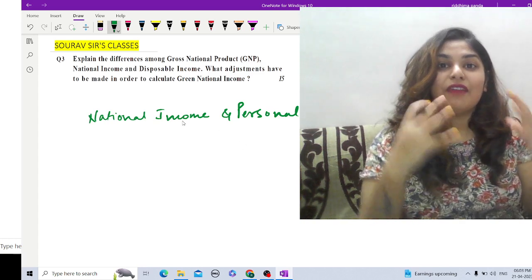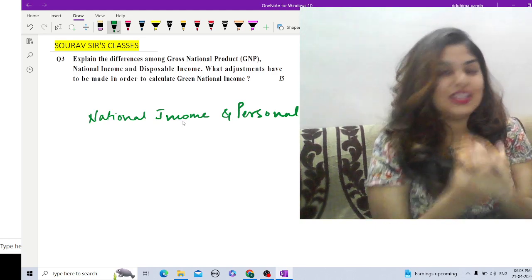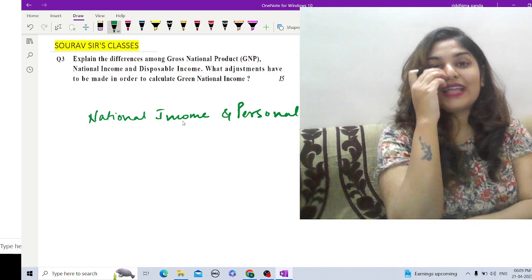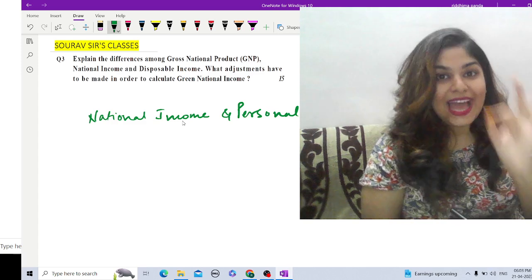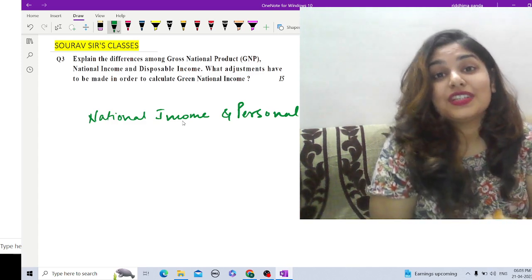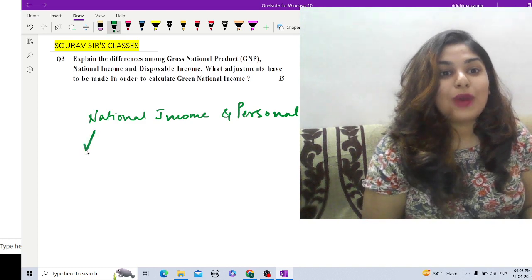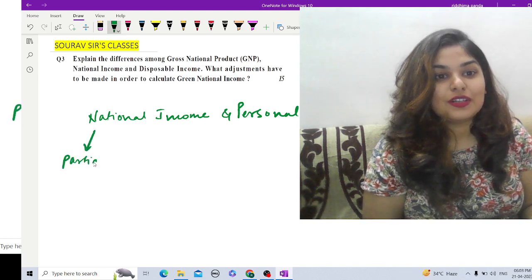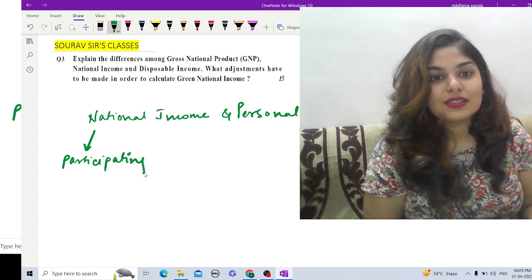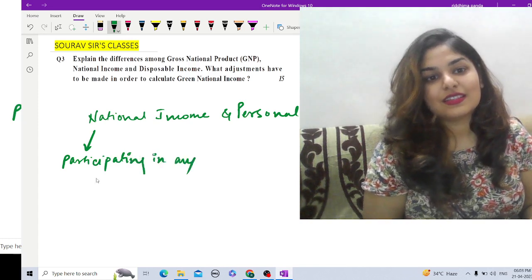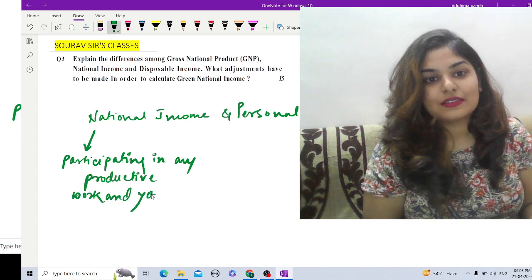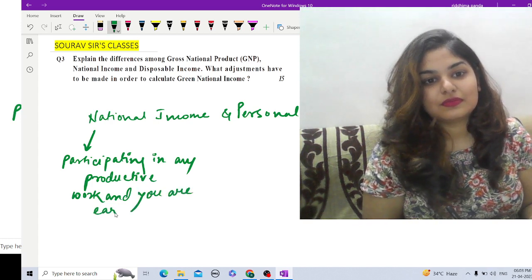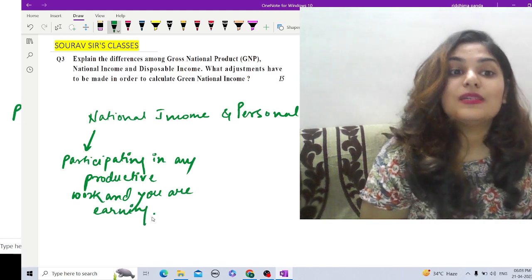National income, like every other income that we receive, is not a part of national income. So what is national income then? National income is only that part of our income that is through participation in any productive work. Yes, so you are participating in any productive work, and you are earning. So that becomes your national income.